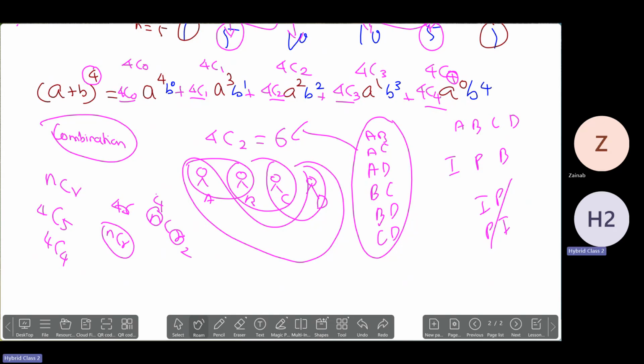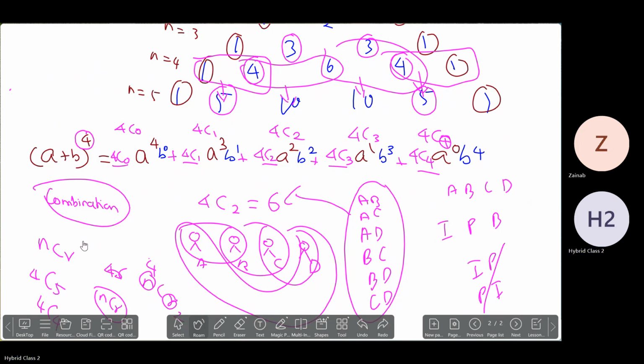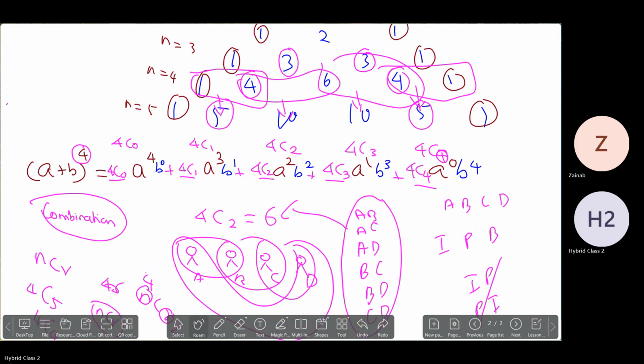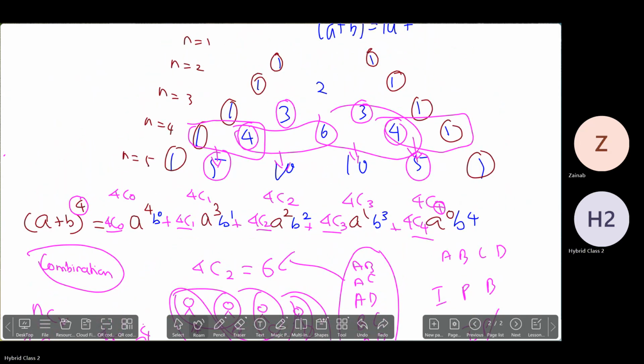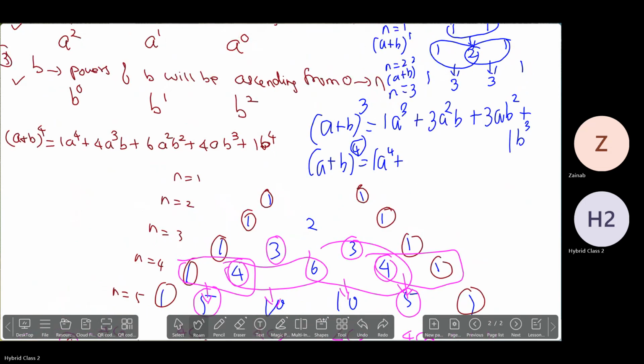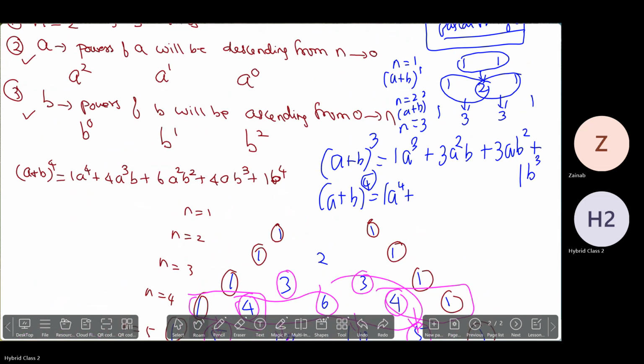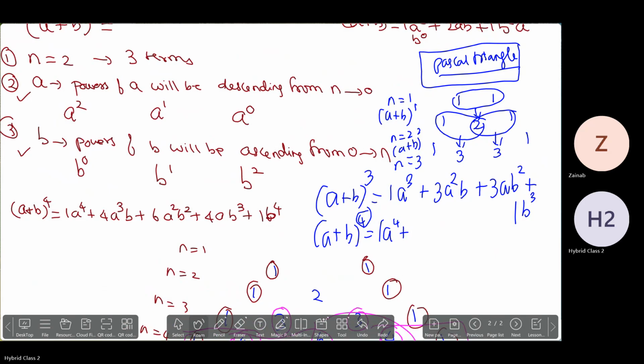Next thing we'll do one thing. Each and every term has three components. One is the coefficient, then A, B. All the terms are going to be added. You are not multiplying, all are going to be added. (A plus B) whole power 3 means there will be 4 terms at the end.